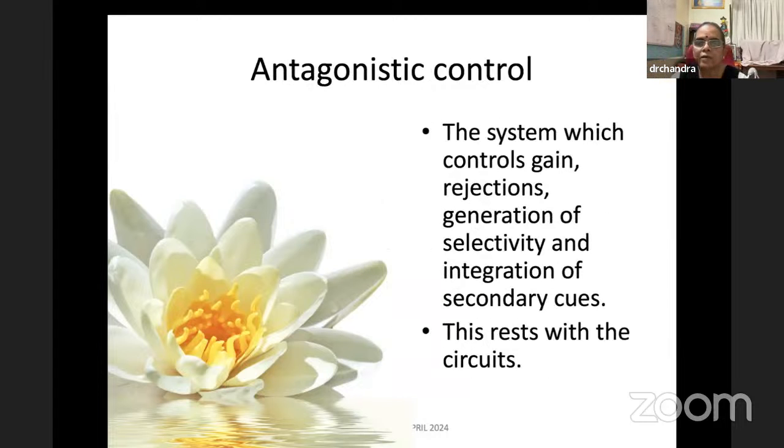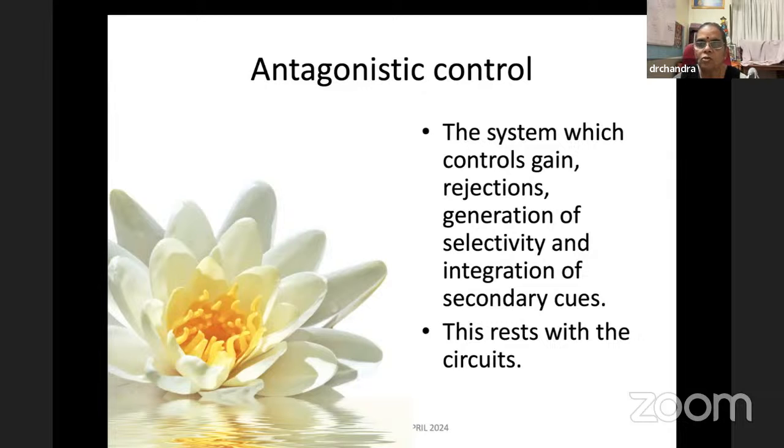So what is this antagonistic control? The system which controls gain. Gain means which should be taken. Rejection, which should be rejected. And generation of selectivity and integration of secondary cues.